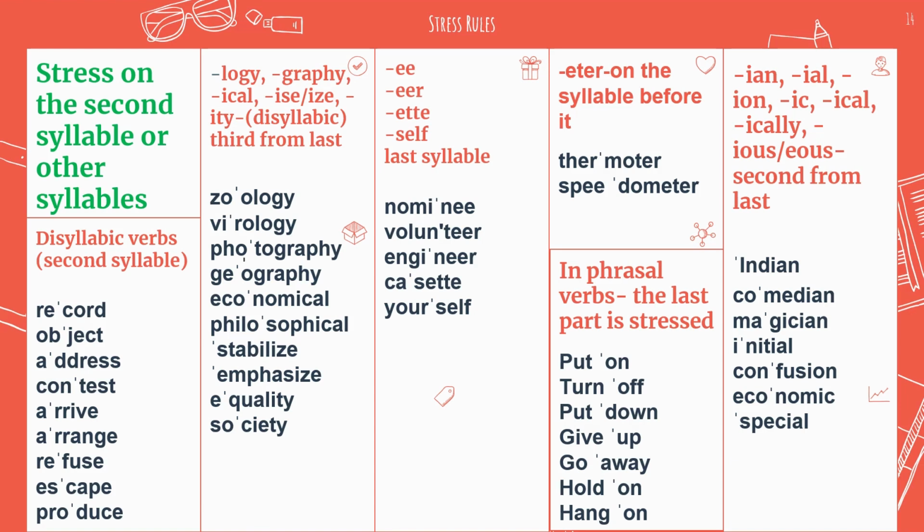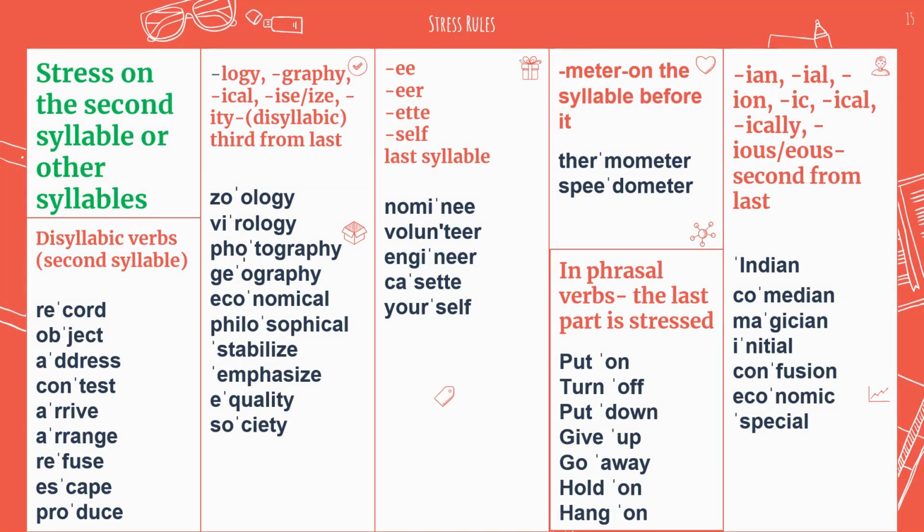Indian. Then, comedian. Here, it's a trisyllabic word, therefore me happens to be the second syllable from the last, which has received the stress. Okay, let's try to move on to the next one. Magician. Again, gi is the second syllable from the last, therefore it has received the stress. Then initial. Finally, confusion. Next, economic. And final, spatial.